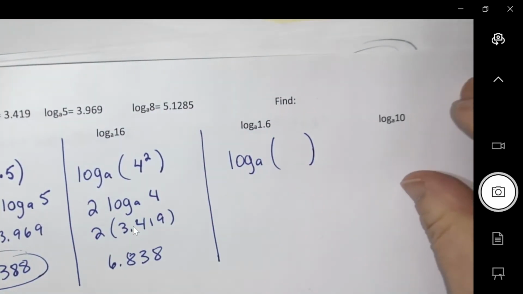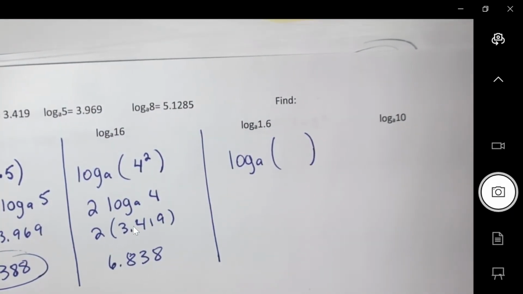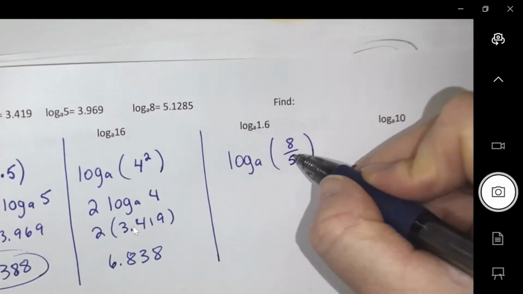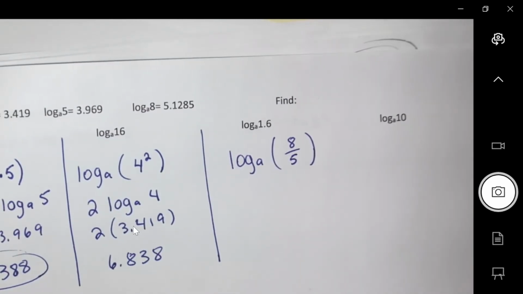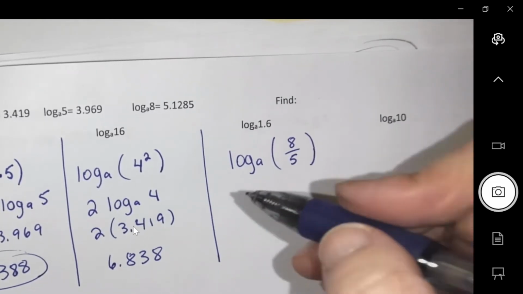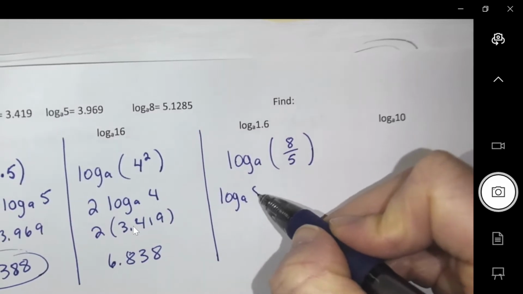I need something to give me a 1.6. Anybody figure out what combination would do that? 8 divided by 5 is 1.6. Okay, once I figured that out, now I can separate with subtraction.